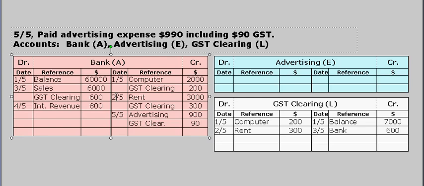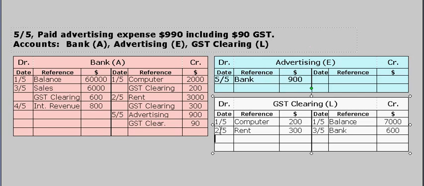You could put that on the same line if you wanted, if you had enough space. So there's two credits there, $990, and those two credits are matched by the two debits. One is to advertising. We're going to increase the expense. Double entry accounting rules say to increase an expense, it is a debit. So you debit that $900.